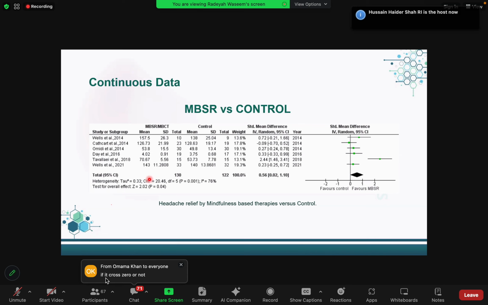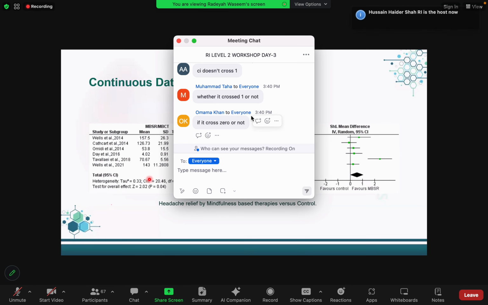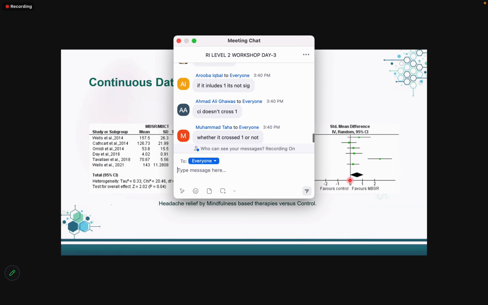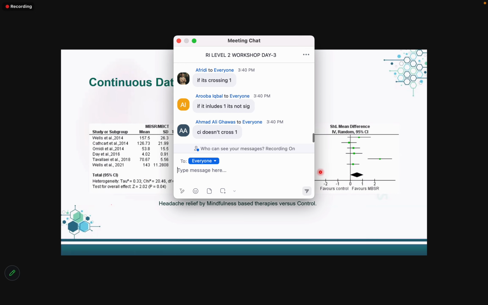over there, that was because 1 was the line of no association. Over here, the line of no association is 0. That means if your confidence interval is crossing 0, it becomes non-significant, okay? And simply crossing 0 means that if one of the values is negative and the other value is positive, your confidence interval becomes non-significant. Does this make sense?